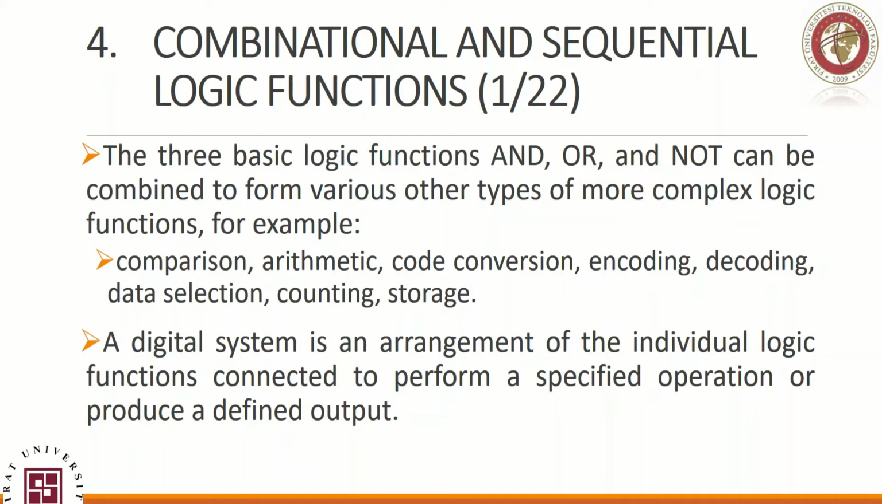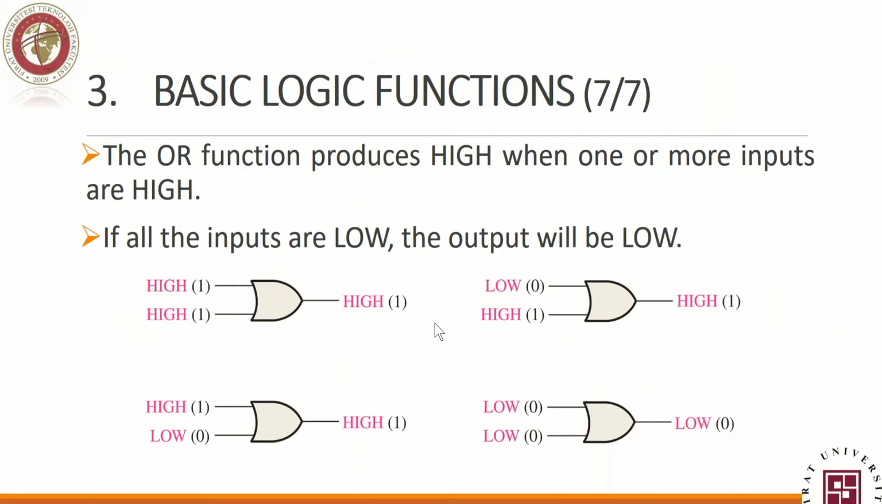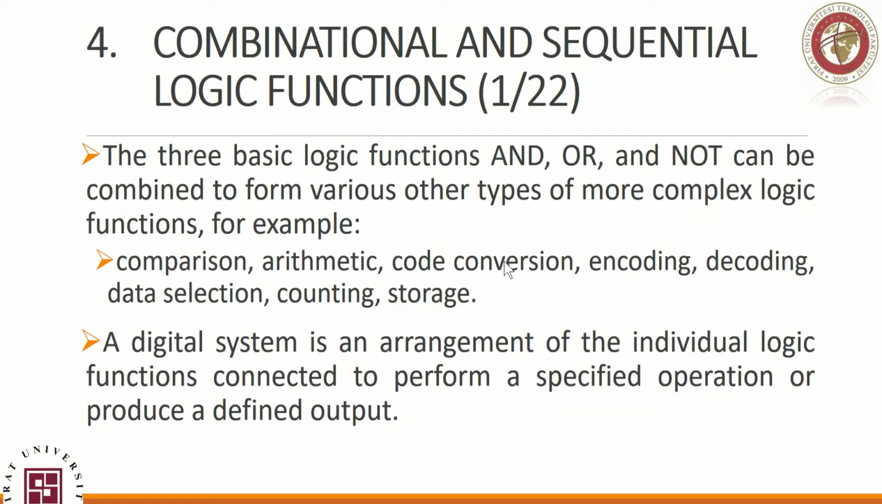What kind of logic functionalities are we looking for? Our machine doesn't rely on AND or NOT only. No, it actually needs an arrangement of AND, OR, and NOT to produce comparison, arithmetic, addition, subtraction, division, multiplication, and code conversion. We have different types of code conversion. We speak about encoding, decoding, data selection, and counting, storage, and so on. So whatever we stated from those, your machine is doing.